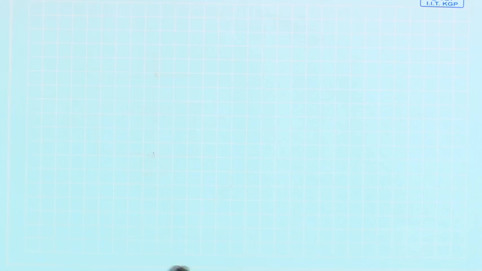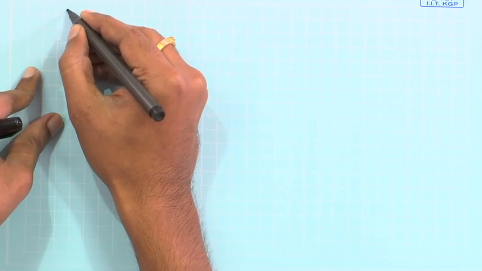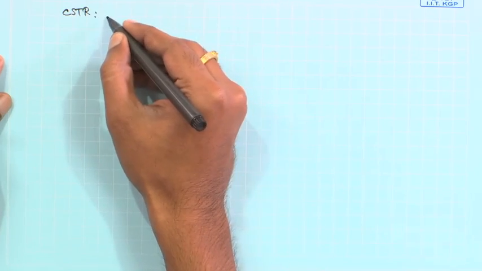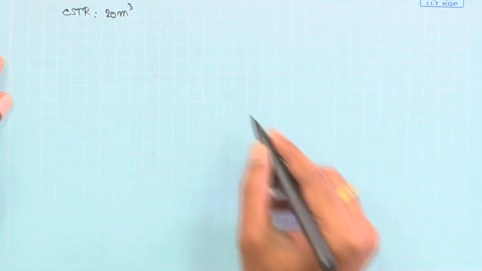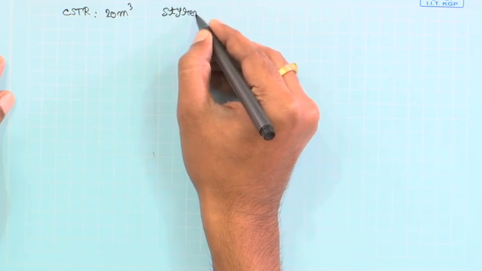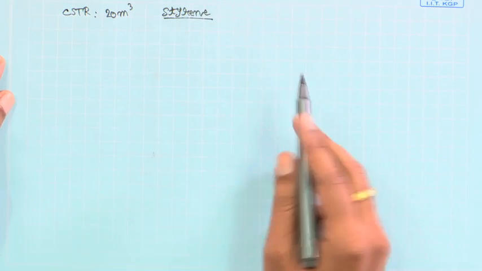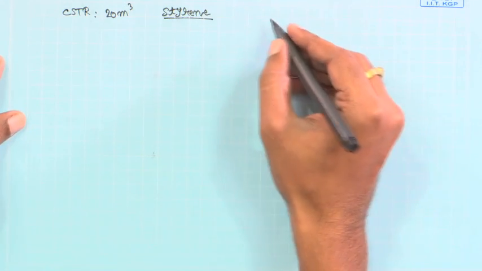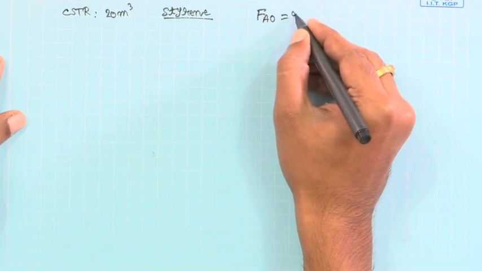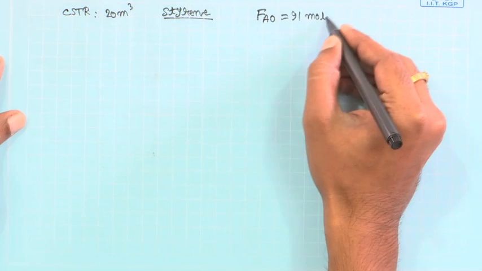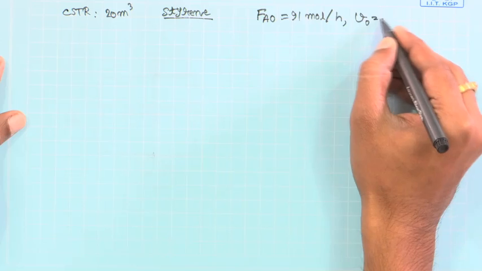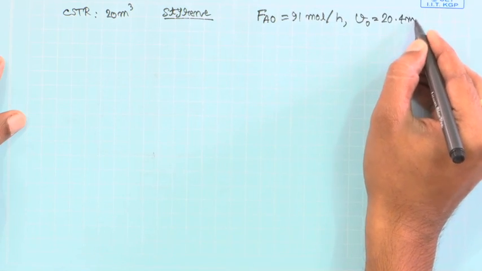So, the problem is something like this. Let us say we have a CSTR, continuous stirred tank reactor, which has a volume of 20 meter cube, and you are polymerizing styrene in this reactor, and what is given is the following: the molar flow rate in is 91 moles per hour, and also the volumetric flow rate is given, which is 20.4 meter cube per hour.